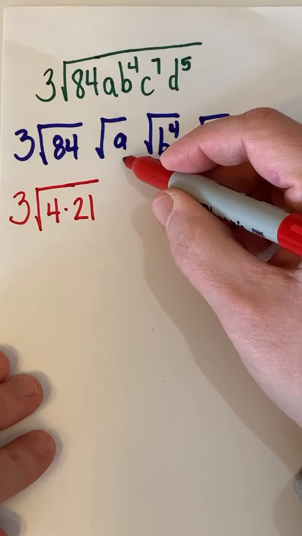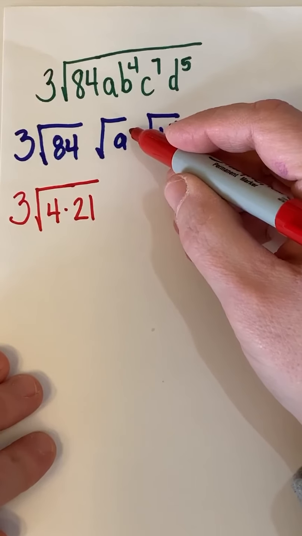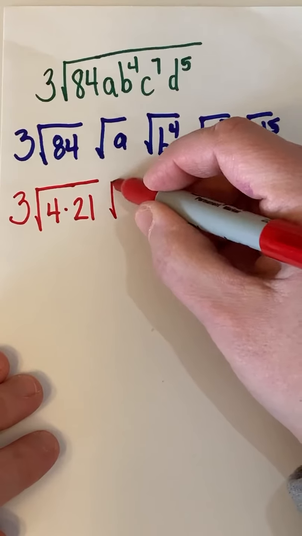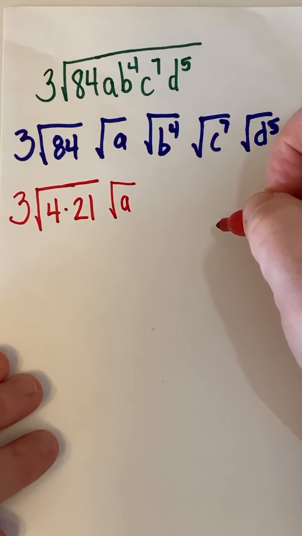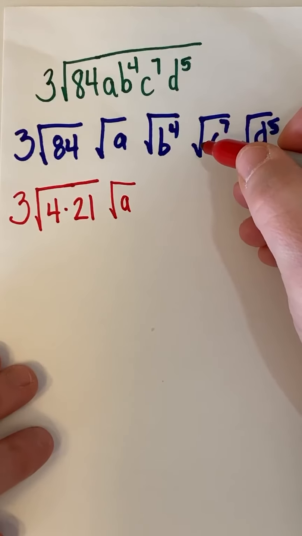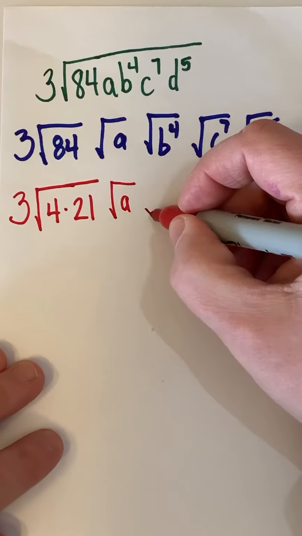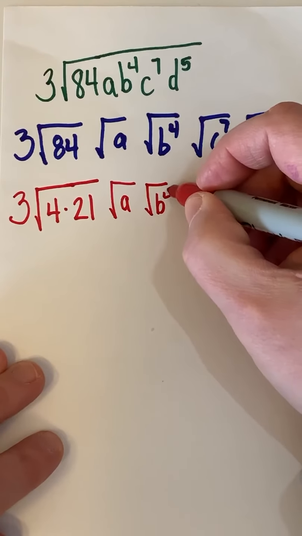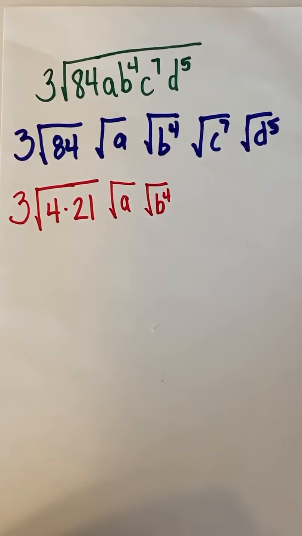A is not a perfect square because it does not have an even exponent. So it is just going to stay by itself. B to the 4th is a perfect square. It's an even exponent. So we're going to keep it like that and we'll simplify it in a second.